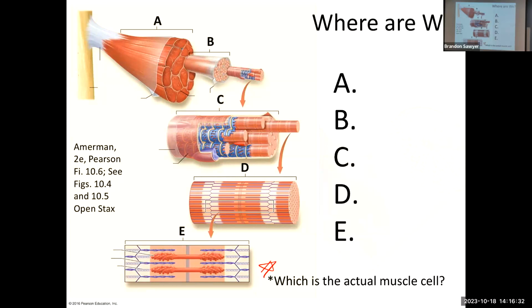So what do we call A? Just the muscle, right? That would be like the biceps brachii or the tensor fascia lata, whatever muscle it is we're talking about. That muscle is made up of a bunch of these big bundles here in B. What do we call that? Fascicle. Good. And then those fascicles are made up of a bunch of what? Cells, right? That's the muscle cells, muscle fibers.